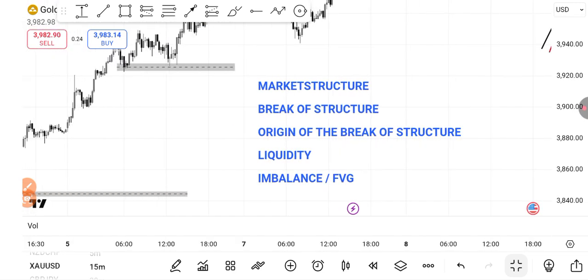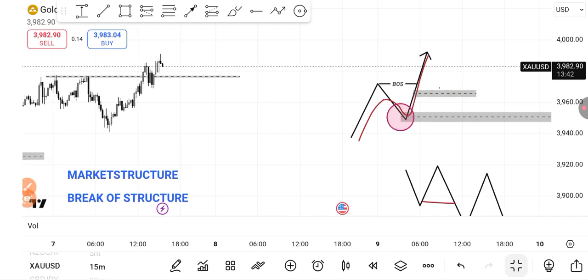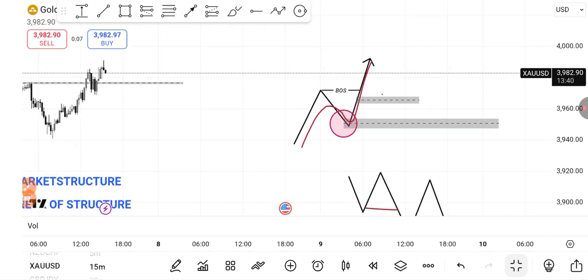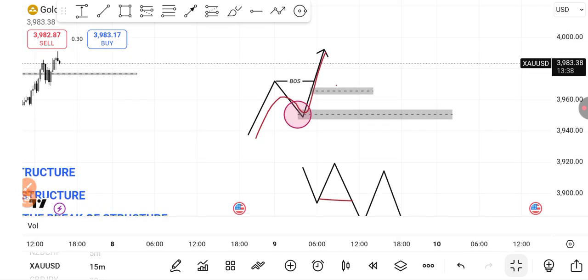The next point is liquidity. Liquidity is the lows or the bottoms or the trend lines before my origin.